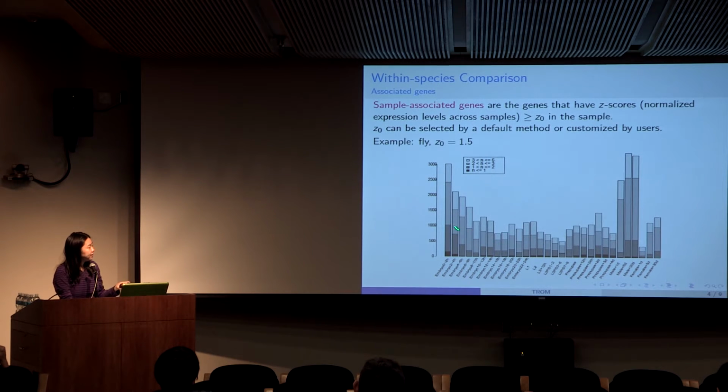Another thing you can see is that the developmental stages of fly that have higher transcriptional activities, for example the embryo, and these are the adult. In these stages, you can see more genes are found as associated. This is also meaningful because more genes are active. Using these genes, we can compare the stages.